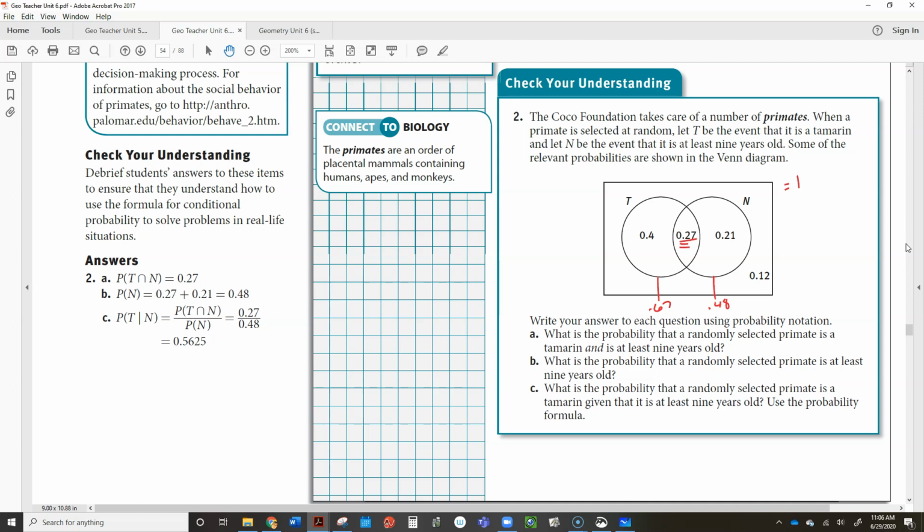What is the probability the randomly selected primate is at least 9 years old? You take the total of the 9, which is 0.48. So you take those two little pieces right there, the ones that are a Temerian and the ones that are not Temerians, add them together, that's 0.48. And now what's the probability that a randomly selected primate is a Temerian given that it's at least 9 years old? So Temerian given 9 years old. The 9 years old goes on bottom, the intersection of the two goes on top, and then because there's math to do, you should do it, and that should have been the answer that you got.